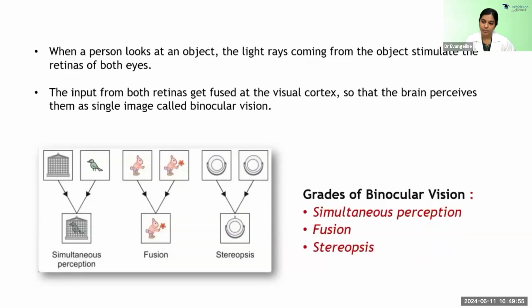When a person looks at an object, the light rays coming from the object stimulate the retinas of both the eyes. The input from both retinas gets fused at the visual cortex so that the brain perceives them as a single image called binocular vision. There are three grades of binocular vision: simultaneous perception, fusion, and stereopsis.